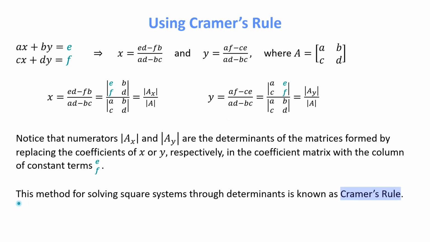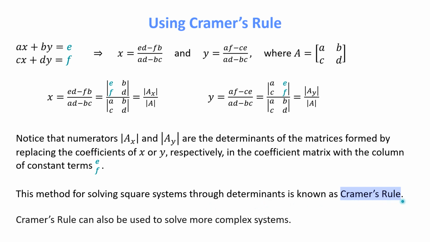Now, as I said already, this method for solving square systems through determinants is known as Cramer's rule. And of course, Cramer's rule can also be used to solve more complex systems. We'll move on to this in the next slide.